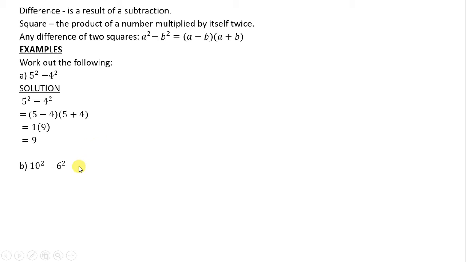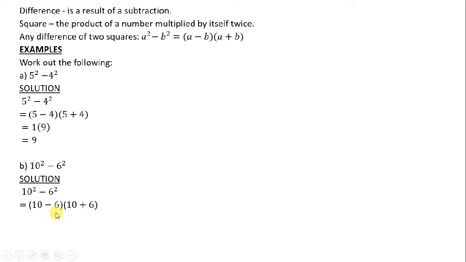We continue. We have 10 squared minus 6 squared. Since we have 10 squared and 6 squared and we are asked to subtract, what we are supposed to do is to get the difference of the bases and the sum of the bases. So our base here is 10, our base here is 6. We are going to say 10 minus 6 times 10 plus 6.